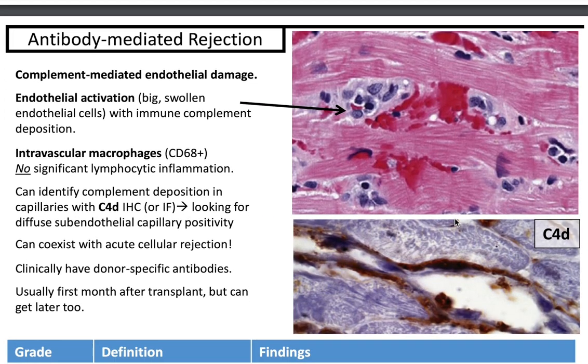Antibody-mediated rejection. You'll have complement-mediated endothelial damage and endothelial activation, where you'll see big swollen endothelial cells. You can see intravascular macrophages. There should be no significant lymphocytic inflammation, and you can identify complement deposition with C4d along the capillaries, and you should see diffuse subendothelial capillary positivity.